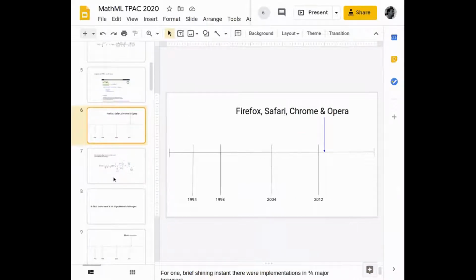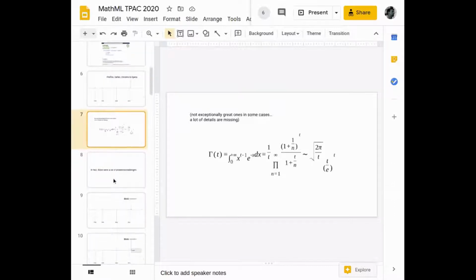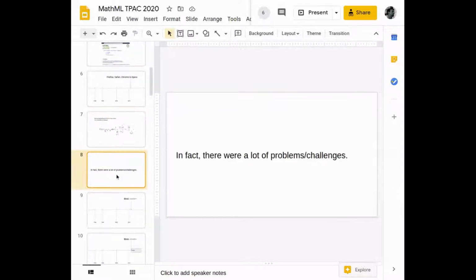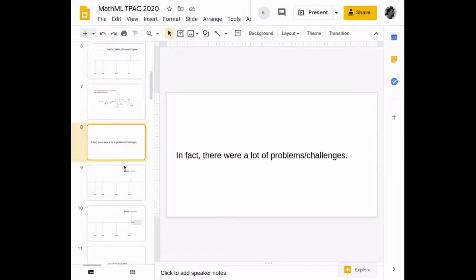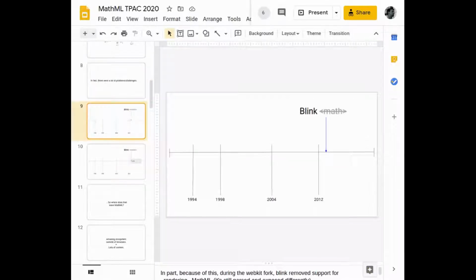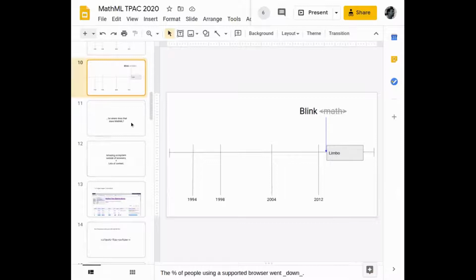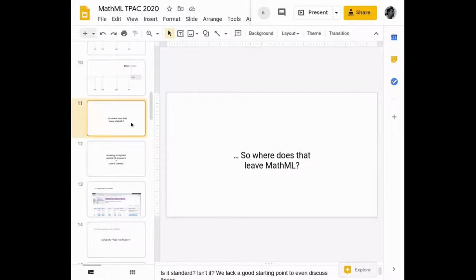And for one brief shining instant, we had four of the five major implementations that had some implementation of MathML support. That's not to say they were all good. Some of them were pretty bad. And in fact, there were lots of questions and open challenges that people had. We were changing the way that we do specs, trying to increase interoperability. And so when Blink split from WebKit, MathML was removed. And this began a long period of limbo for math on the web, and this question of where does this leave MathML?